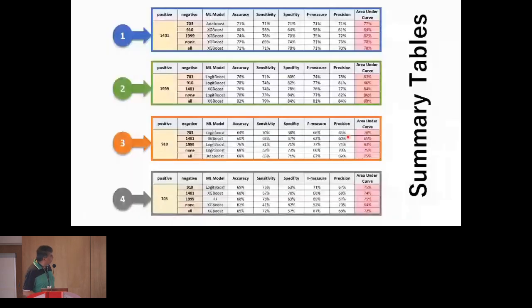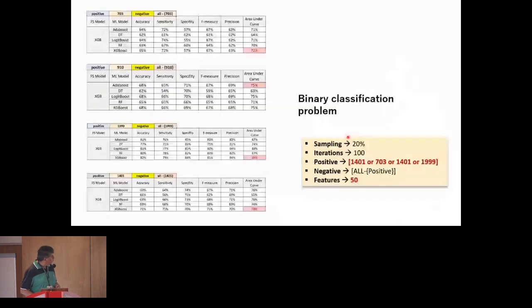If you look at the summary table, this is the summary table for all of the results that I showed you before. For 140, you see the area under curve, we're reaching 82, maybe the best one. For 199, we are also getting very high results compared to the others. 910, similarly, and 70. This is the performance that we have.